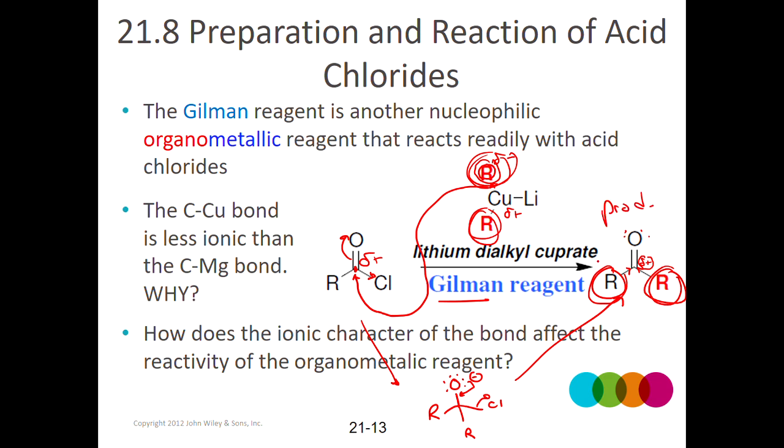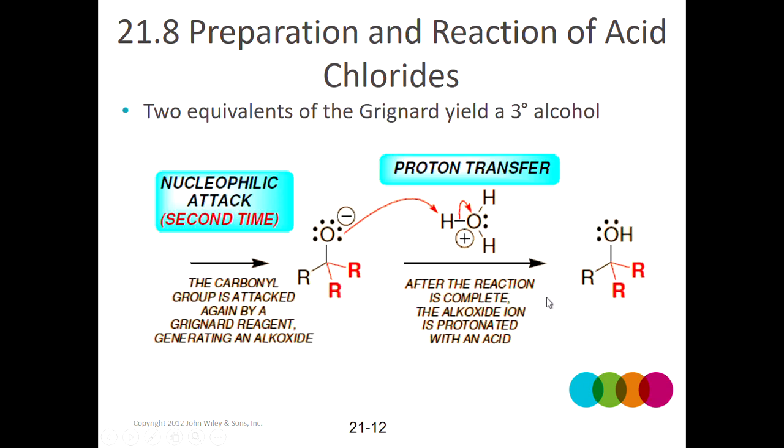Right? So you want to think about practicing the difference between using a Grignard versus a Gilman reagent, and how the outcome of that reaction produces a ketone with the Gilman reagent versus going all the way to the alcohol if you use a Grignard.